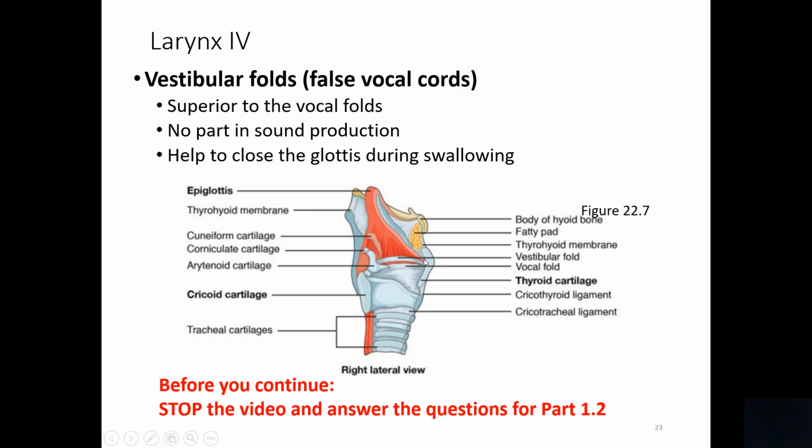Above vocal folds, there are vestibular folds right here. And they do not take part in sound production. They just help to close glottis during swallowing. So, together with epiglottis, they prevent choking. Before you continue, please remember to answer the questions.